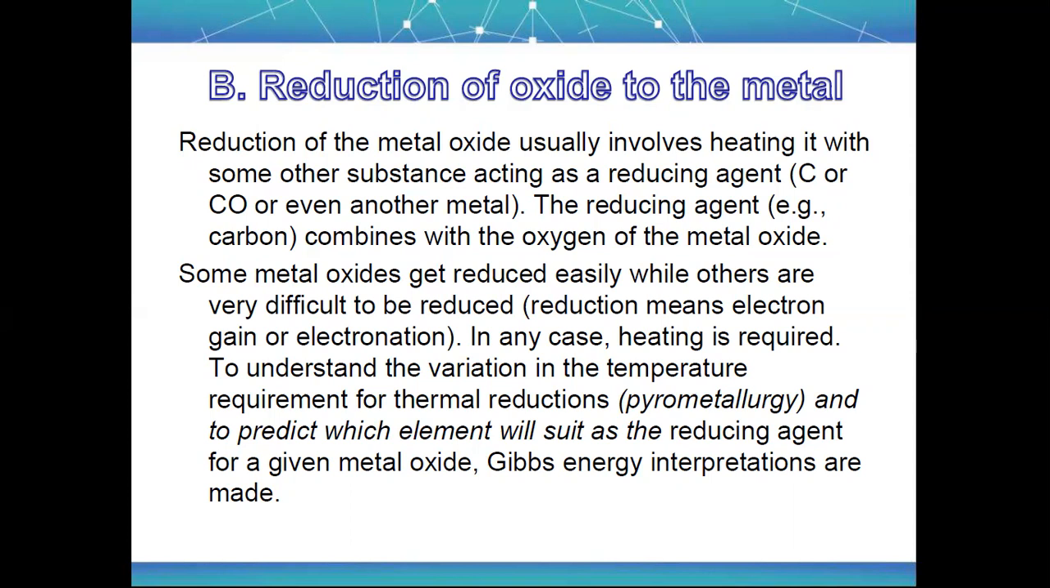In any case, heating is required. To understand the variation in the temperature required for thermal reduction, or pyrometallurgy, and to predict which element will suit as the reducing agent for a given metal oxide, Gibbs energy diagrams are used. So there are specific parameters which we have to understand before we can use this reducing agent to perform this experiment.